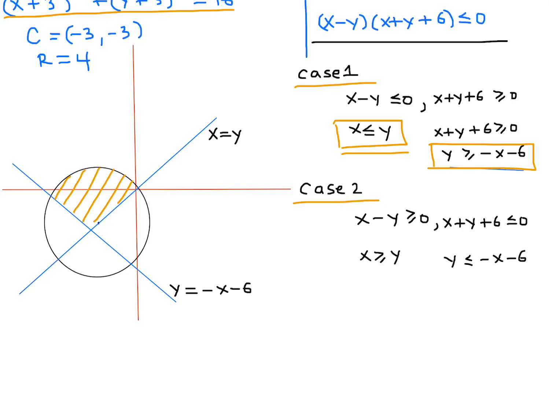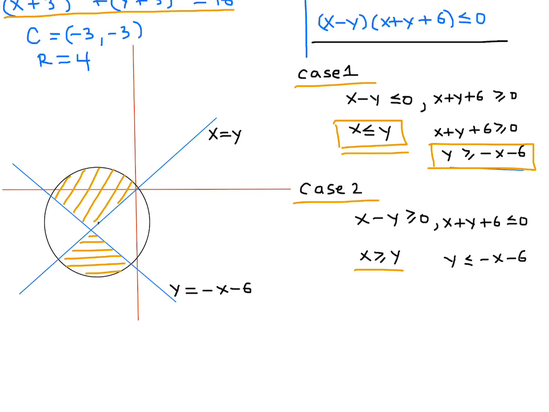Now case 2, x is greater than or equal to y, and y is less than minus x minus 6. Where is it on this diagram? It's this region right here, that region. So the area of those regions that I just shaded in orange is what we have to figure out. So how do we do that?